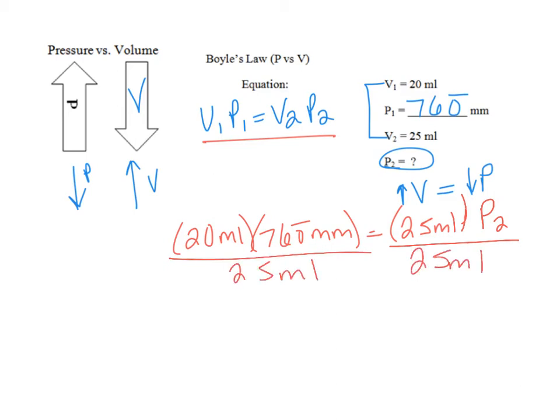And of course you want to show the plug-in, you want to show the work like we always do. So this cancels. When you're looking at the units, now we have P2 equals, and we're just going to do the math on this side. So just do the math, 20 times 760 divided by 25.